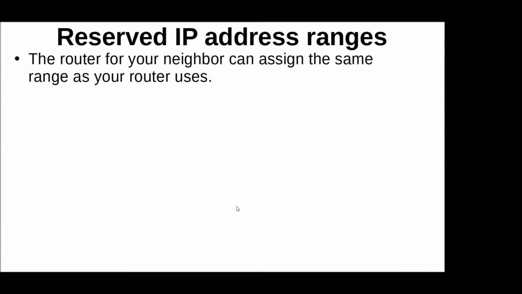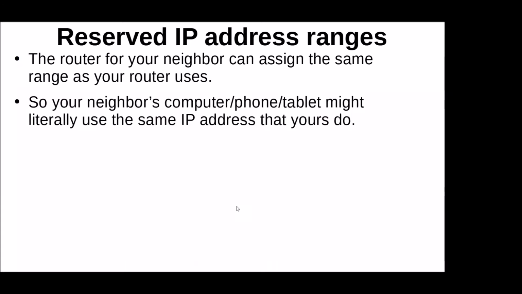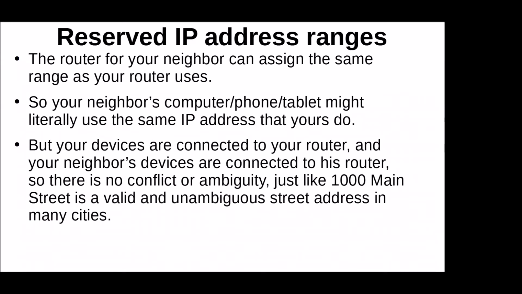I mentioned the router for your neighbor can assign the same address range as your router. So your neighbor's computer or phone or tablet might literally use the same IP address that yours uses on your network. And what's the difference? Your neighbor's on a different router. So that's like being, to use the USPS analogy, like being in a different zip code. You can have the same address in a different zip code, and there's no conflict or ambiguity. Just like 1000 Main Street is a valid and unambiguous street address in many cities and communities around the US.